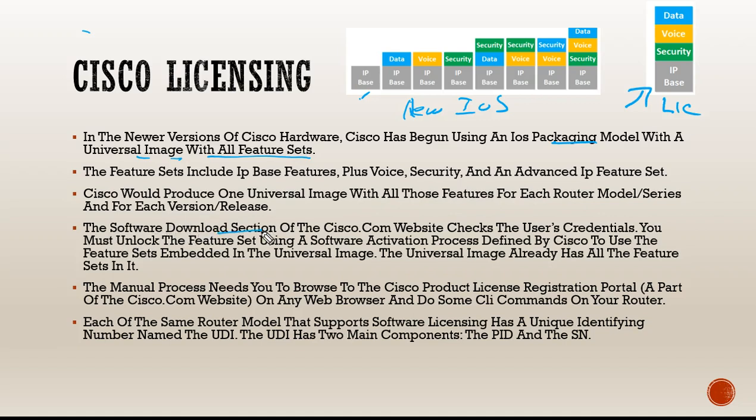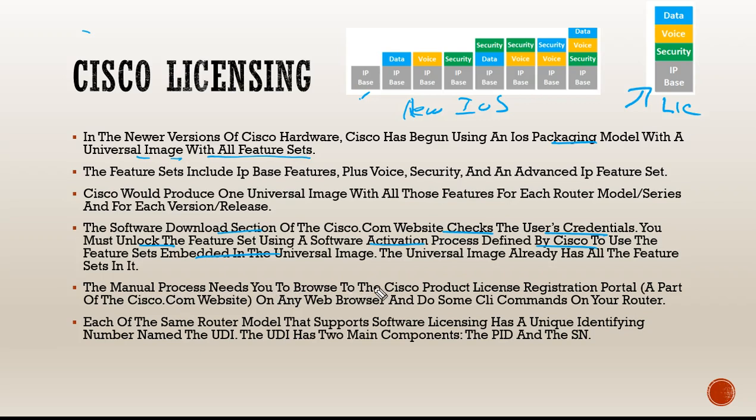The software download section of Cisco.com checks the user's credentials, and you've got to unlock the feature set using a software activation process. I've got a little chart here in just a second. Hopefully it'll help make some sense out of that. It's defined by Cisco to use the feature sets embedded in the universal image. So what that's saying is we got to go there and get authorized to use it, just like you do if you're installing Windows systems in your network.